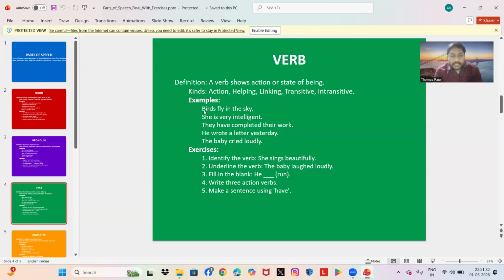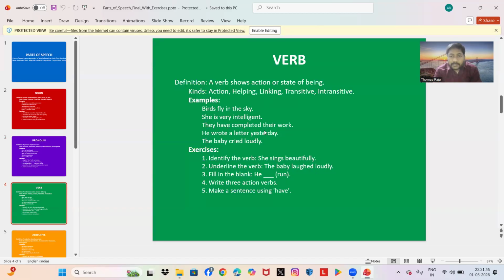Birds fly in the sky. What is verb in this sentence? Fly. So flying is an action. She is very intelligent. What is verb in this? Is. It tells the status or state of being of she. So that's why is a verb. Here is helping, is main verb here.